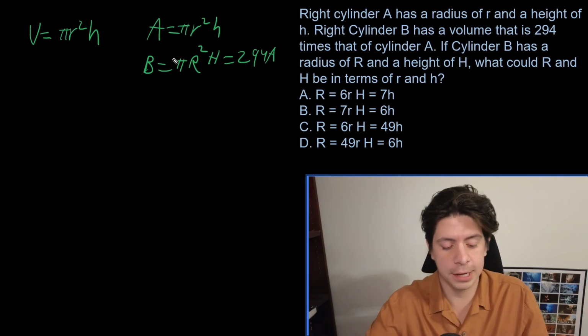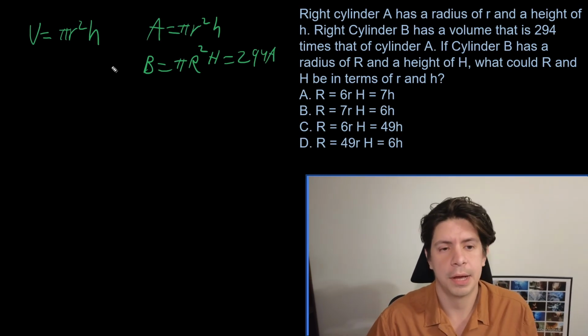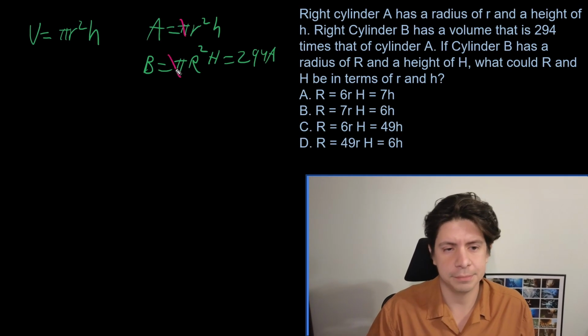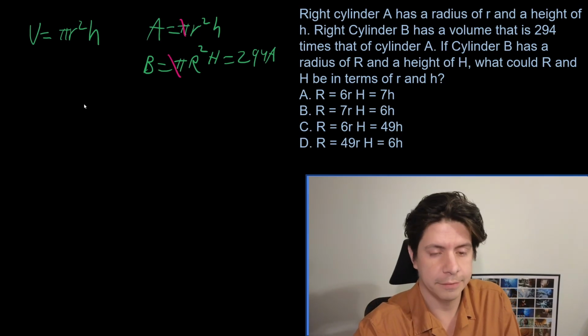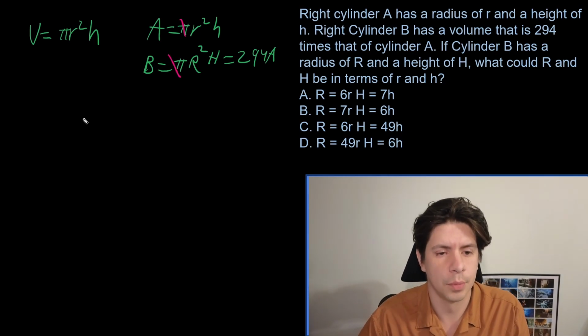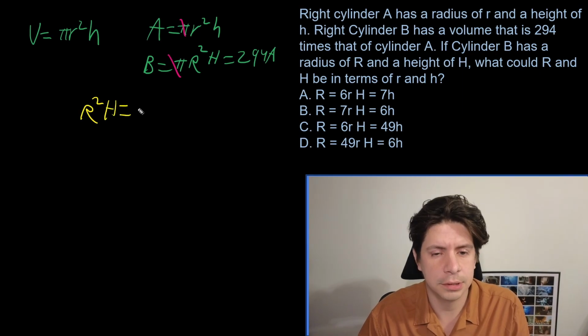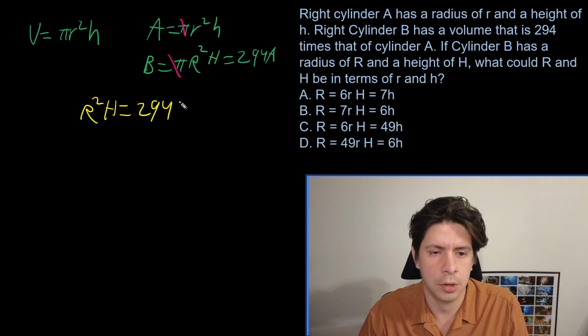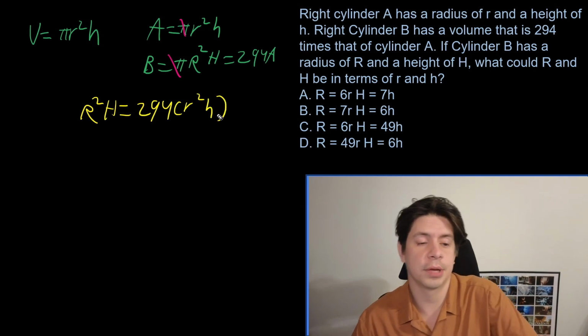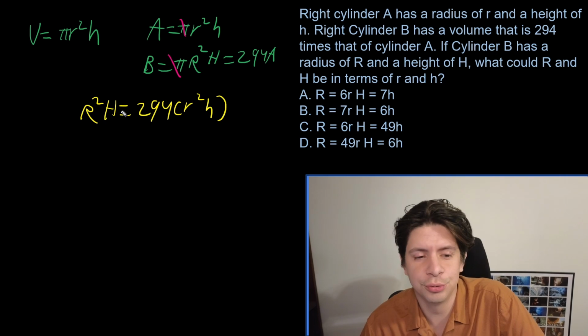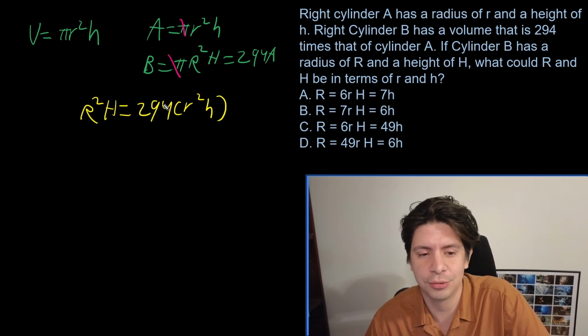We can forget about the pi's because they would just cancel out anyway. And then what we're going to have is big R squared big H equals 294 little r squared little h. So what we need to do is figure out how to get this to multiply to 294.